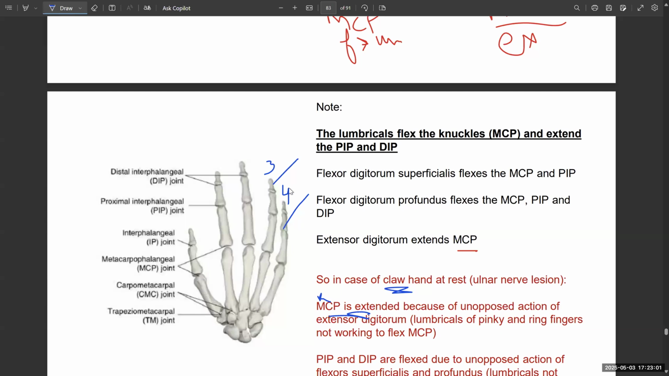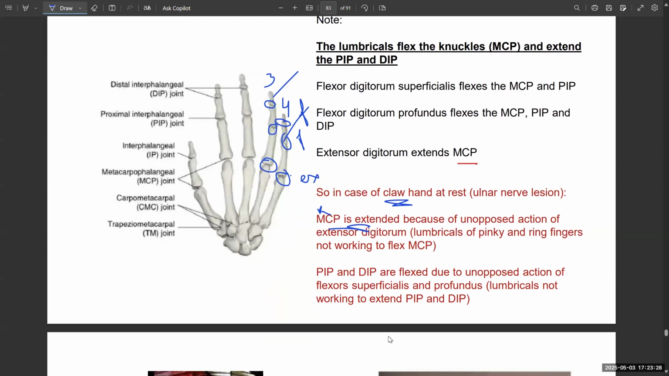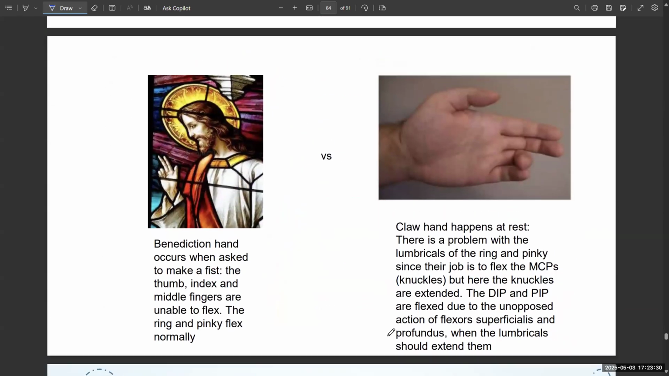So your MCP over here, in the case of a clawed hand, is going to be extended, okay? And your PIP and DIP, so these 2 PIPs and these 2 DIPs, are going to remain flexed, okay? So flexion and flexion, and that is how you will get the claw hand. I hope that is clear.